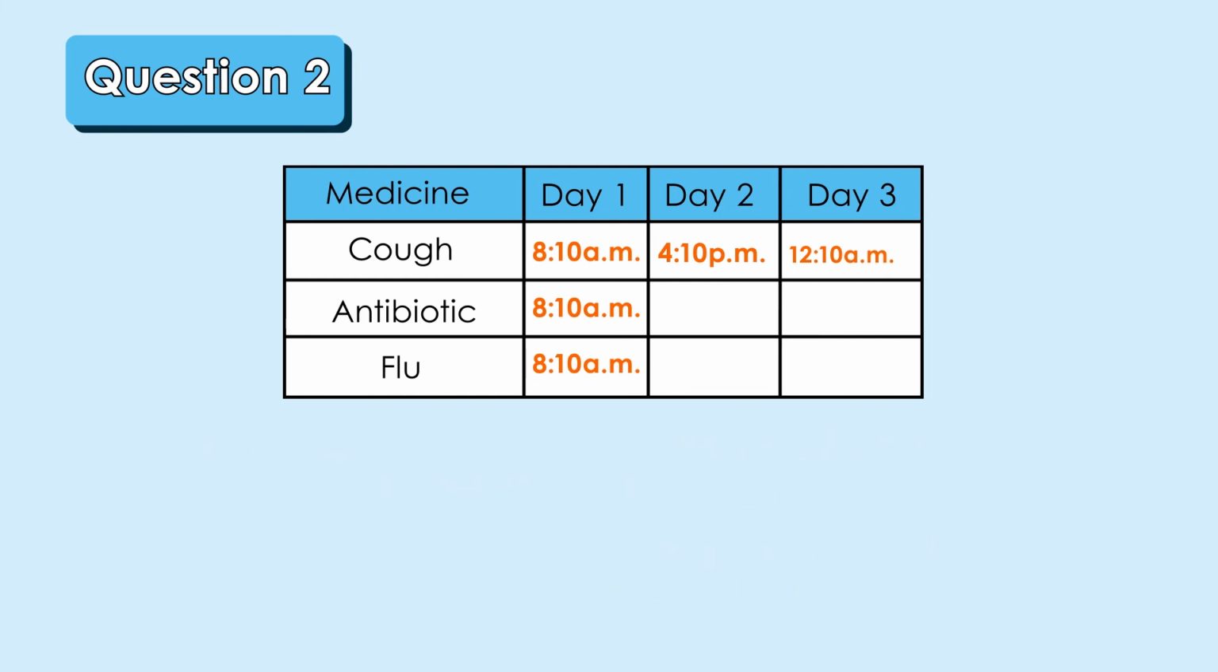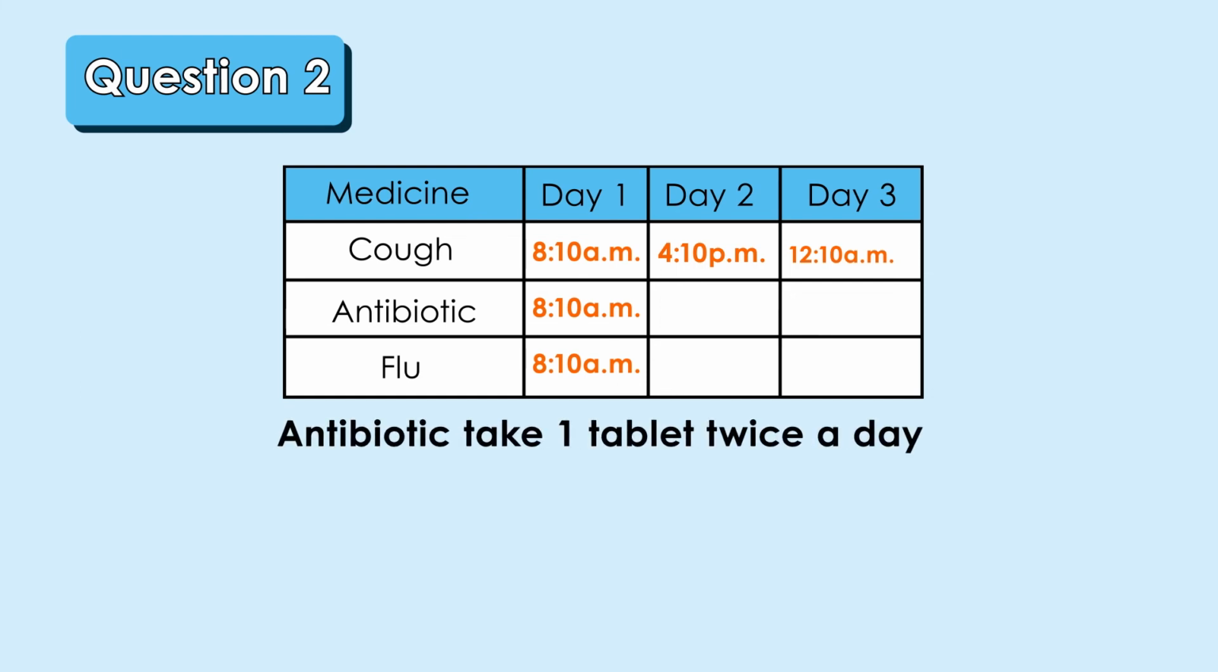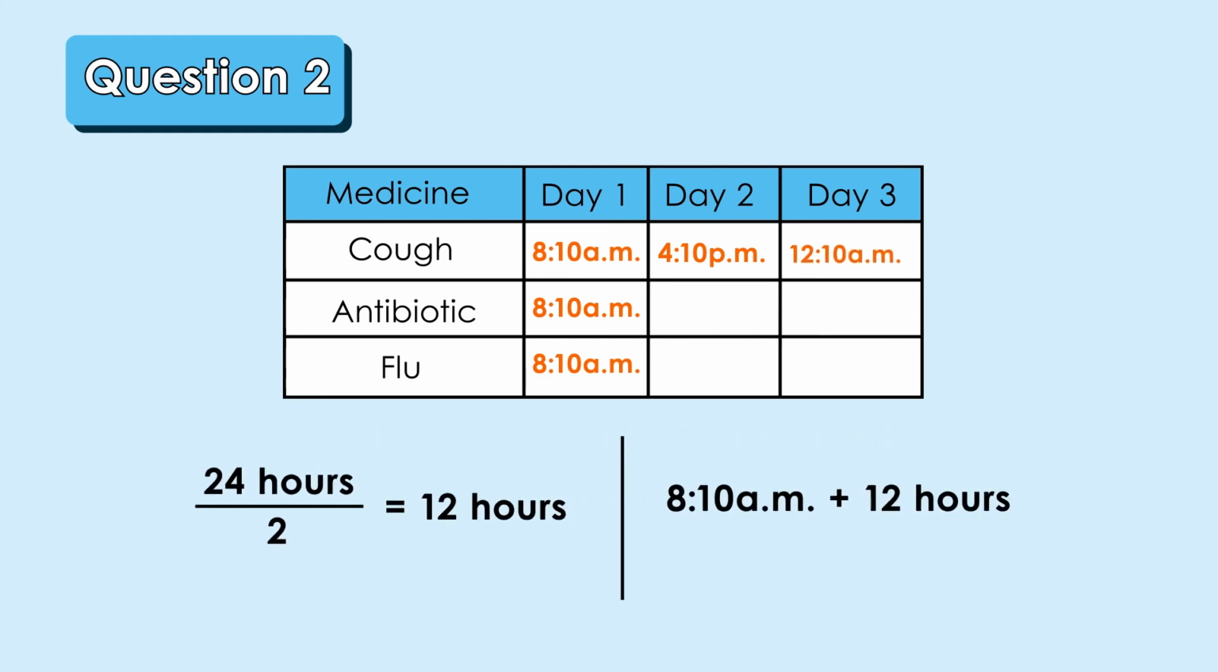Boys and girls, the next medication that Alex needs to take is his antibiotics. As stated in Dr. Shraddha's prescription, antibiotics 1 tablet 2 times a day. 24 hours divided by 2 is equal to 12 hours. So, 8:10 a.m. plus 12 hours. The next time he has to take his antibiotics would be at 8:10 p.m.